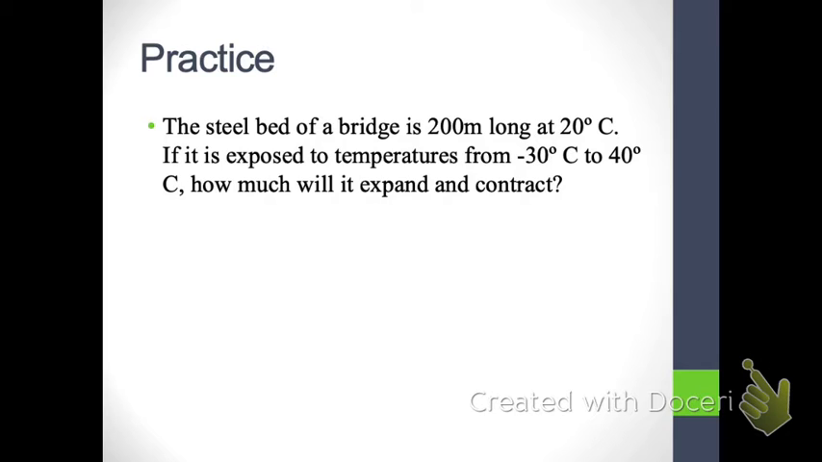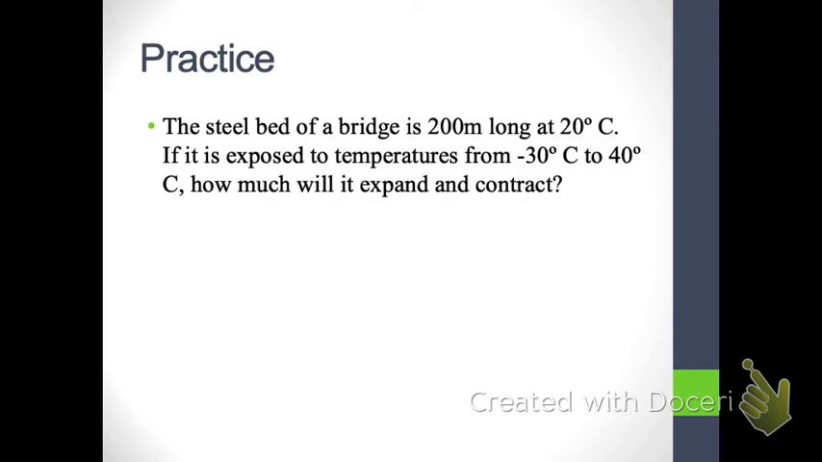Question. In this question, it's asking us for two different things. How much will it expand and how much will it contract? Which means we're not going to be able to solve this in just one equation. We're going to have to look for the value of its length after an expansion and the value of its length after a shrinking, right? Or after it shrinks.